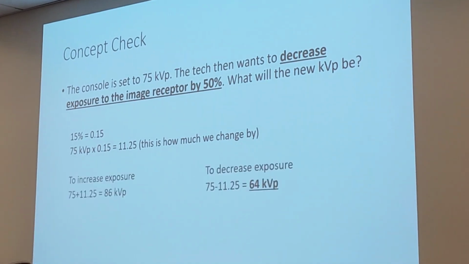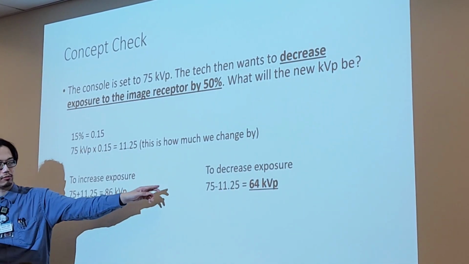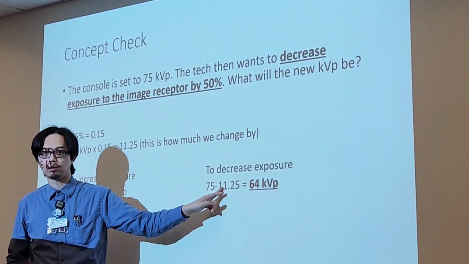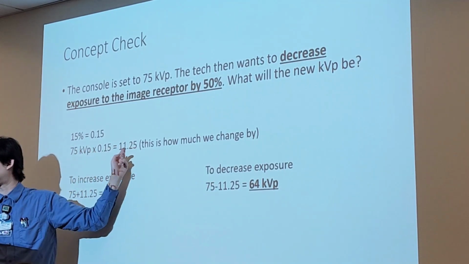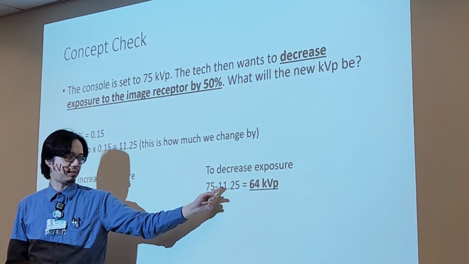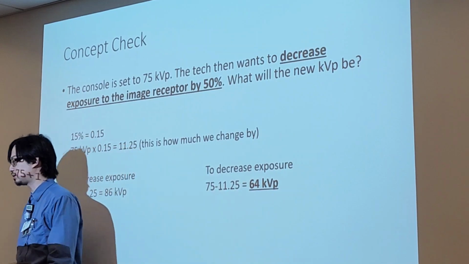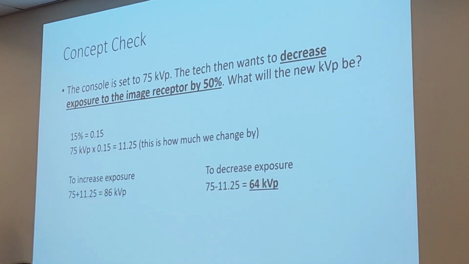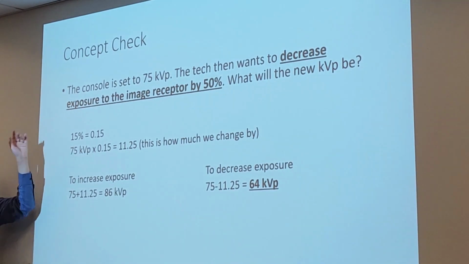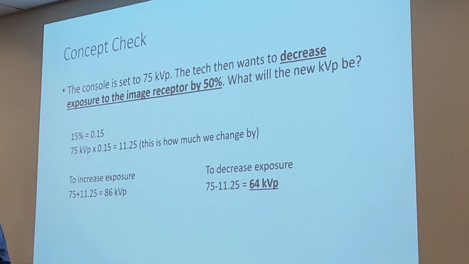Right? So if we're going down, we do 75 minus our 11. I'll just round this to 11. 75 minus 11 gives you 64 KVP. Right? So you drop your KVP down to 64, and you will only have half the number of X-rays reaching the IR.